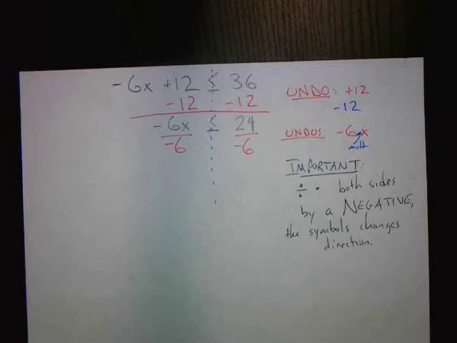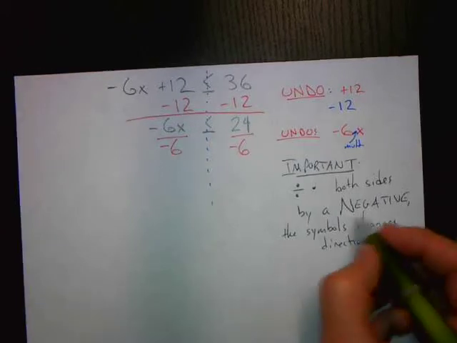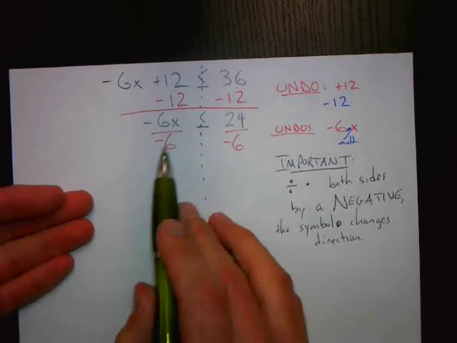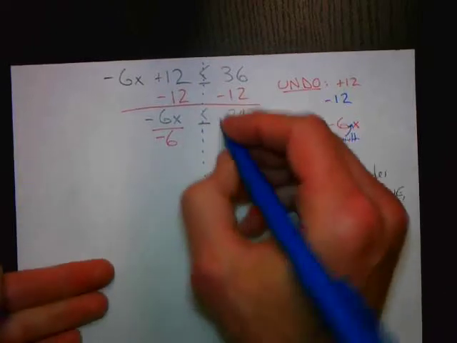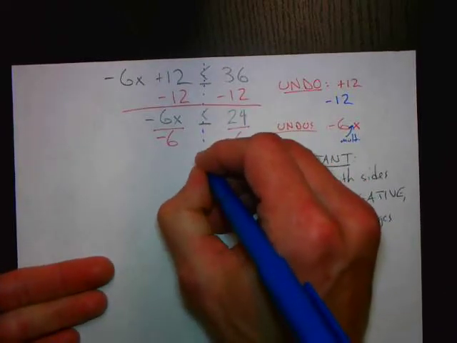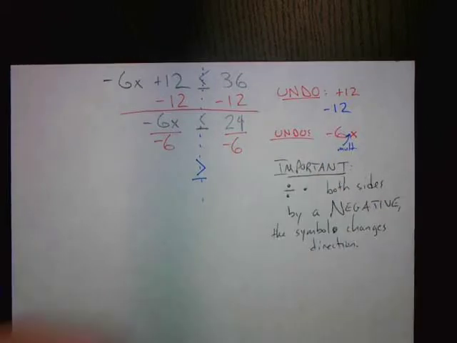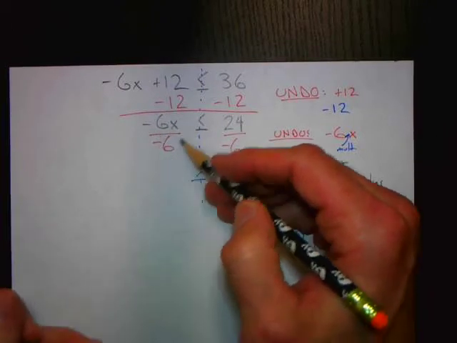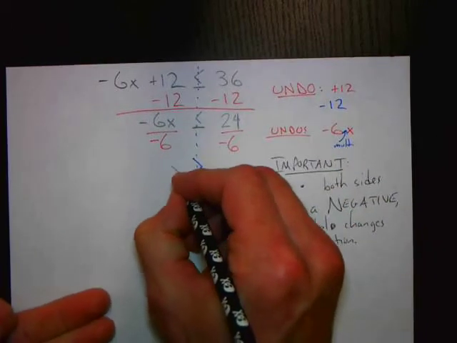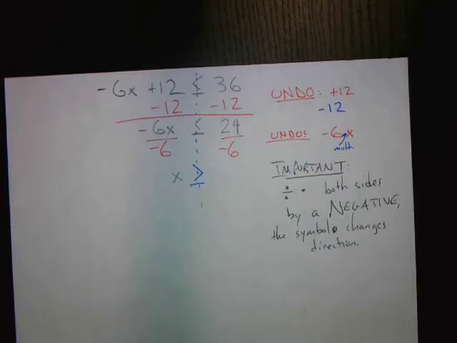Okay, so if we're dealing with inequalities, when we divide both sides by a negative or multiply both sides by a negative, the symbol changes direction. Okay, so in this case, we divided both sides by a negative number. So the inequality symbol is going to go from less than or equal to greater than or equal to. And just like before, on the left-hand side, negative 6 divided by negative 6 is positive 1, and positive 1 times x is x. X is now isolated.